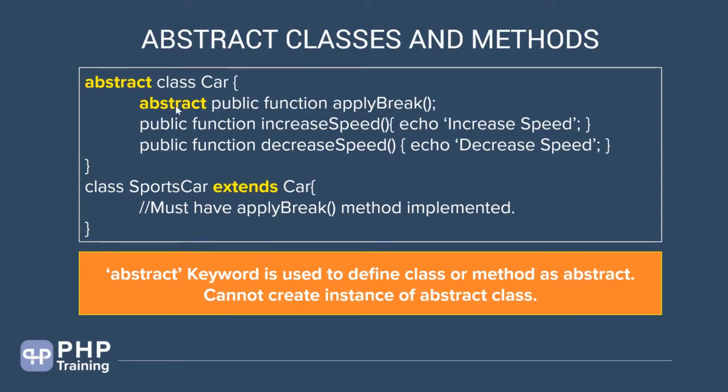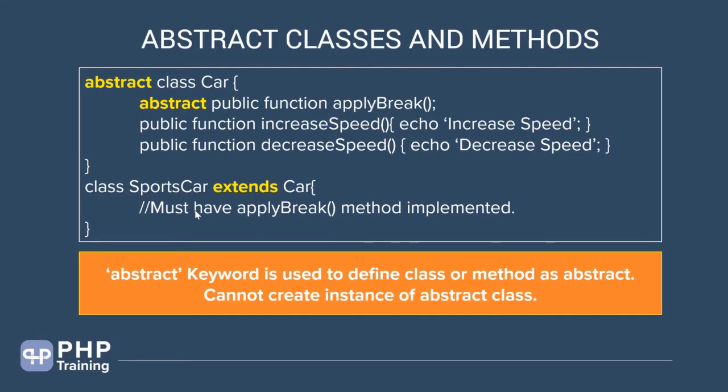So how do you extend an abstract class? You just say SportsCar is a class which extends the abstract class Car. When SportsCar extends the abstract class Car, it has a method that has to be defined. Like an interface, it is a contract, an agreement that SportsCar must now implement the apply break method. Abstract is a keyword used to define a class or method as abstract, and you cannot create an instance of an abstract class. As you have seen previously, you cannot create an instance of an interface.